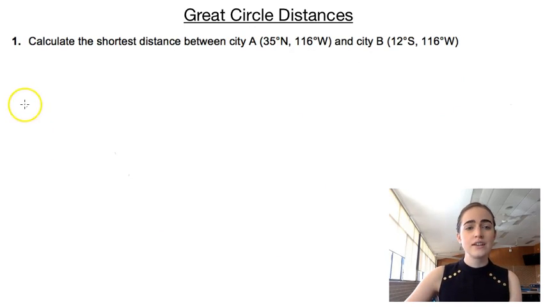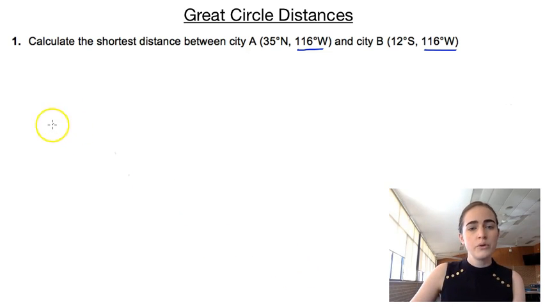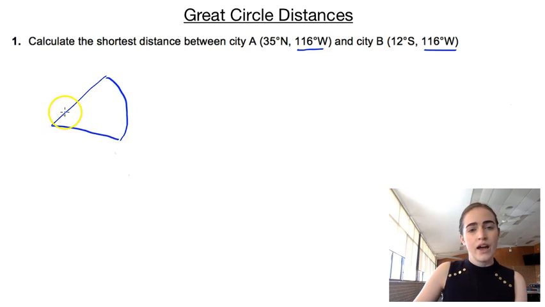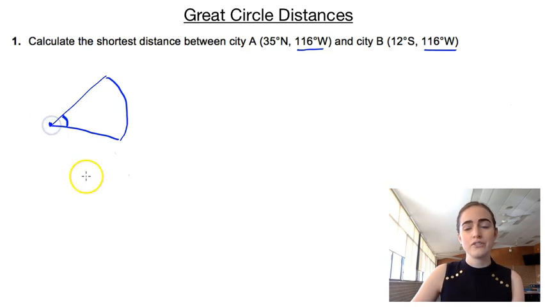So our first question asks us to calculate the shortest distance between city A with coordinates 35 degrees north and 116 degrees west, and city B, which has coordinates of 12 degrees south and 116 degrees west. Because they both have 116 degrees west, that means that they lie on the same meridian of longitude, which means they lie on a great circle. So what we're going to do first, it's always a good idea to draw yourself a quick diagram, and we need to figure out what this angle in here is. So this is from the center of our Earth.